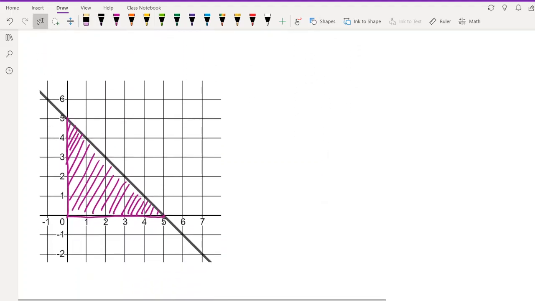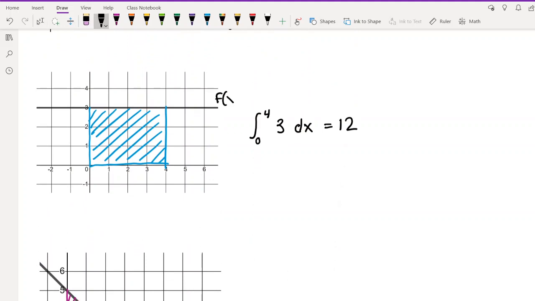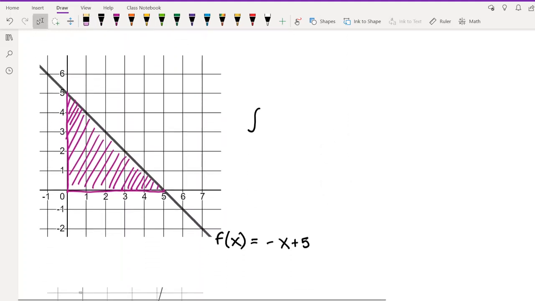So another example we did yesterday was this one. So this would be the area bounded by, so this function was f of x is equal to negative x plus 5. And maybe let me just put that same up here. I'll say here, this is f of x is equal to 3. So in this example, we're taking the integral from 0 to 5, because the 0 is where we start on the left, the 5 is where we end on the right. And the function that we're integrating is negative x plus 5.